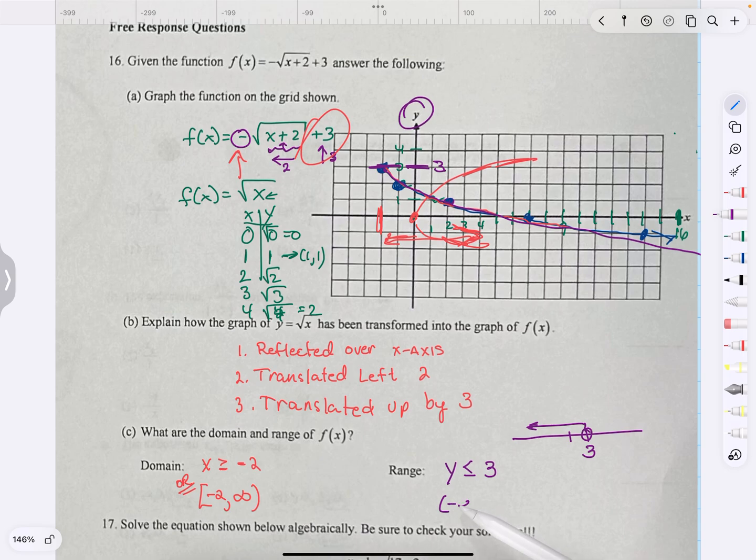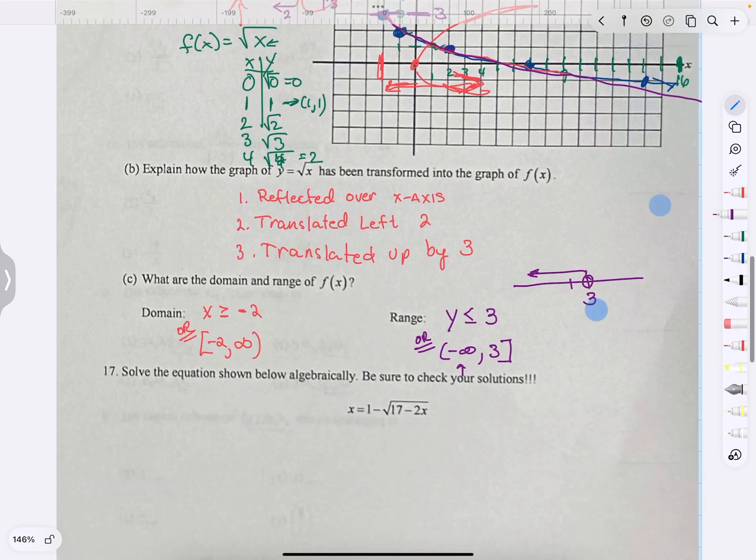Or as an interval, we'd say from -infinity all the way up to the 3 inclusively. Remember, you always put the low number on the left, and -infinity is much lower than 3. So again, one of those answers.